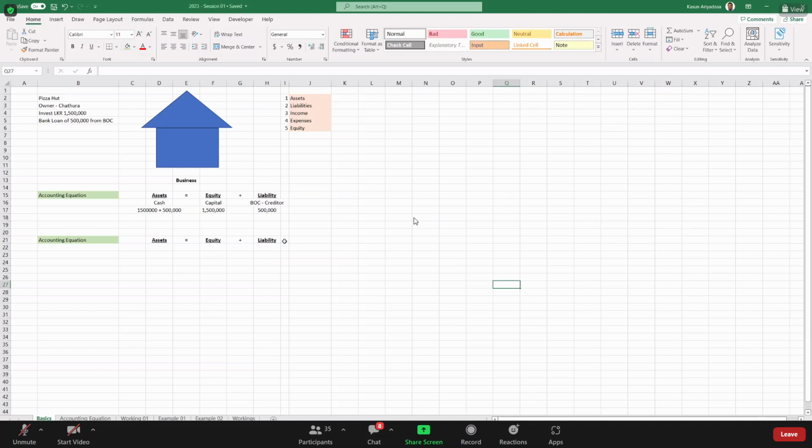First one is investing 800,000 cash. So we need to think from a business point of view. Business point of view, that's very important. So business is getting cash, 800,000. And it's the owner who is investing for this. So it is capital, equity capital of 800,000. So you can see assets equals equity. That is the first transaction.